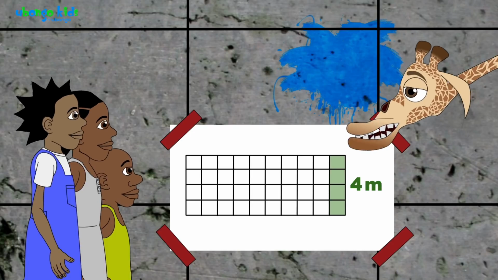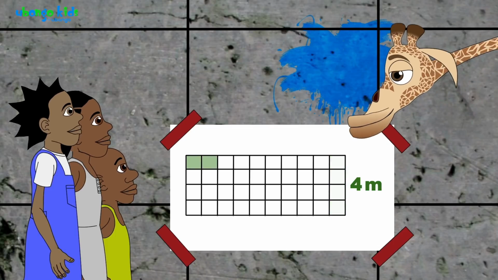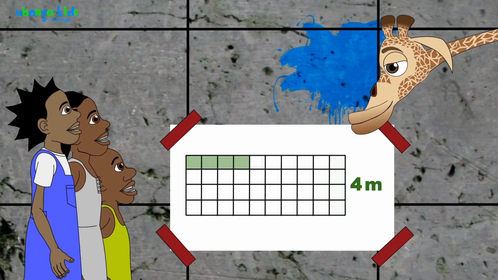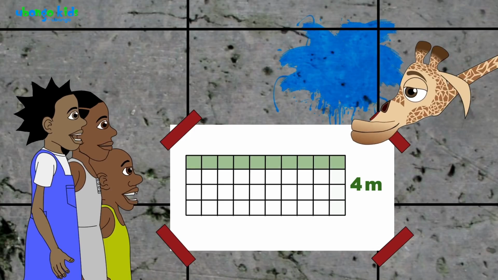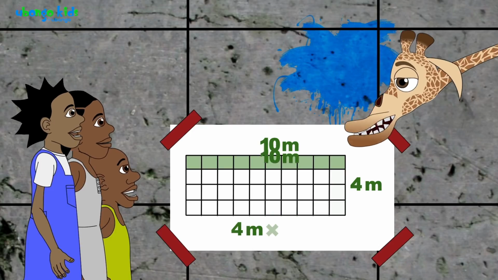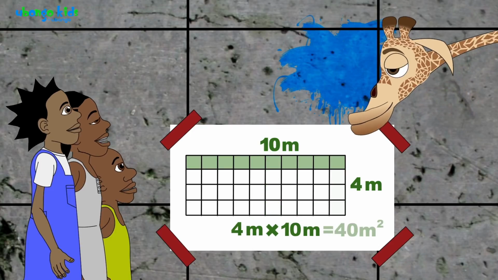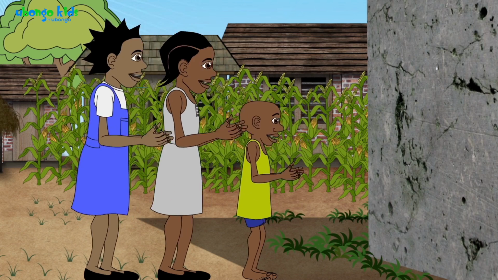Think about the other side of it. This long side here is called the width. Let's do it the same. Count: 1, 2, 3, 4, 5, 6, 7, 8, 9, 10. Now we know their height and width. Now let's multiply 4 by 10. Square meter 40.